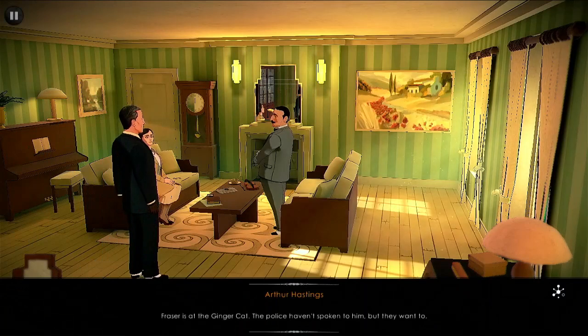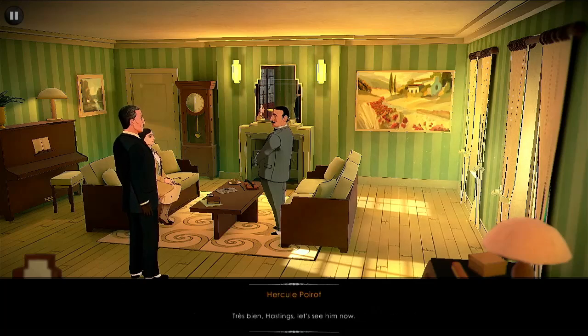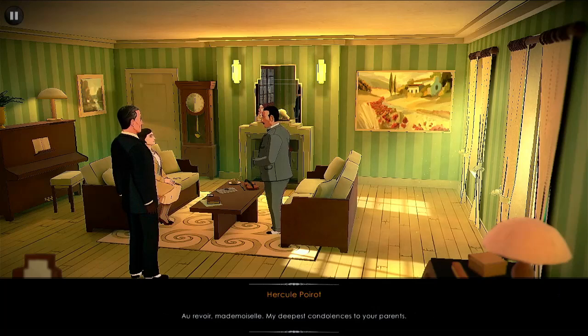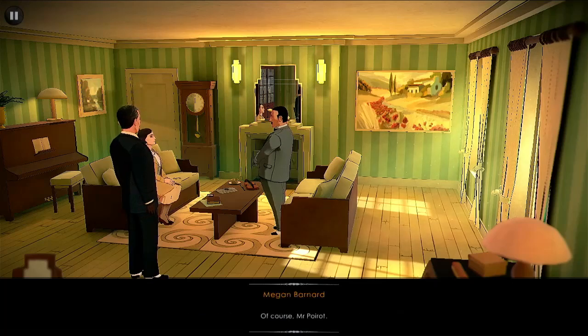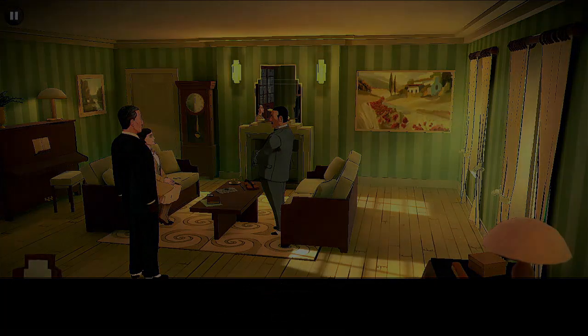Fraser is at the Ginger Cat. The police haven't spoken to him, but they want to. Très bien, Hastings. Let's see him now. Au revoir, mademoiselle. My deepest condolences to your parents. Of course, Mr. Poirot. And don't be too hard on Don. He's more fragile than he looks. If you say so.